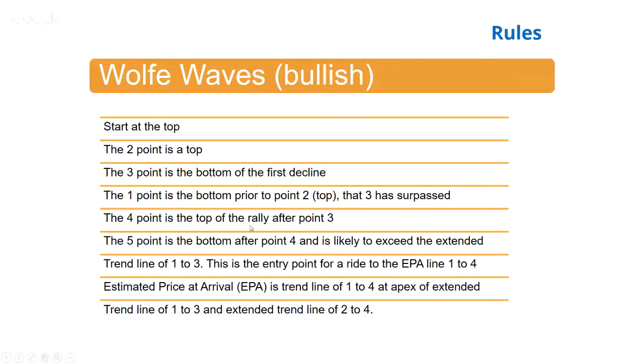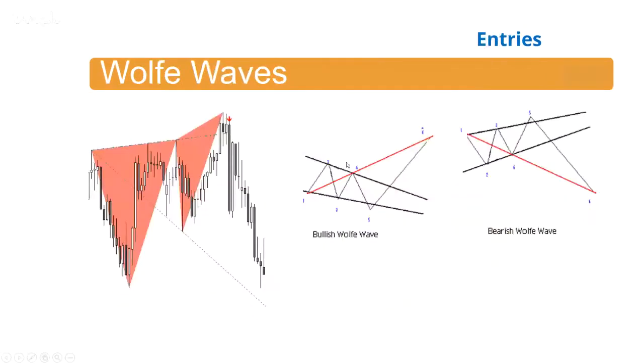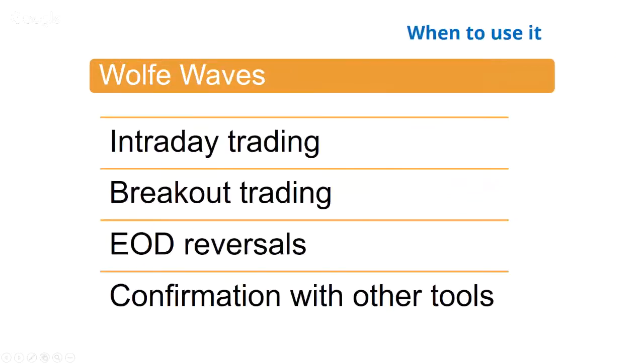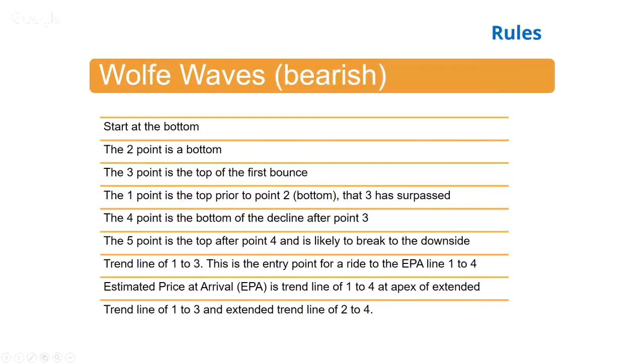Point 4 is the top of the rally after point 3. The 5th point is the bottom after point 4 and is likely to exceed the extended trend line of 1 to 3. And this is the entry point for a ride to the estimated price at arrival, line 1 to 4. Trend line of 1 to 3 and extended trend line of 2 to 4. Now, this could be confusing, but this should not be confusing when I show you now.